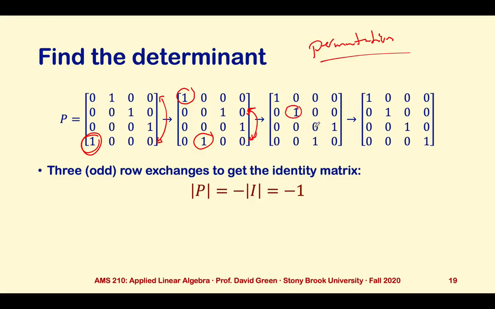Then we see, oh, now our third pivot is down in the bottom row, and so we exchange one more time to put our third pivot there. It took us 1, 2, 3 row exchanges to get us back to the identity matrix. When we need an odd number, we take the negative. So the determinant of P is -1. Okay.